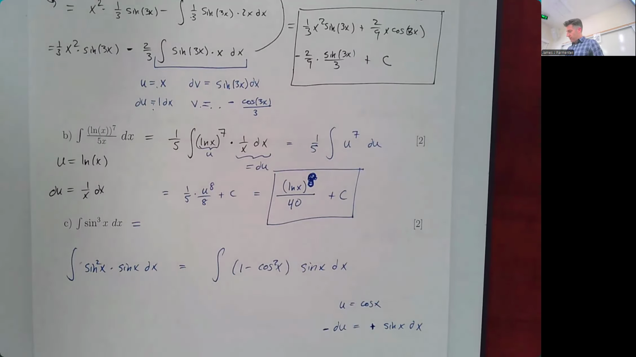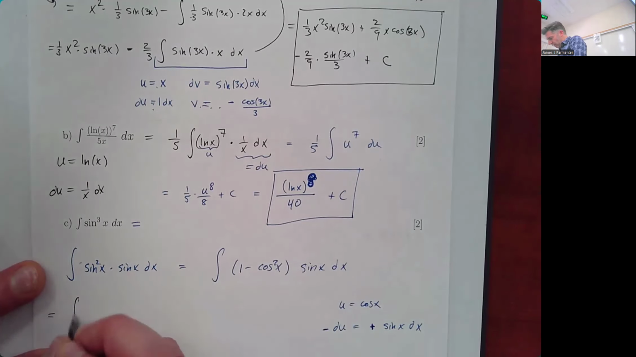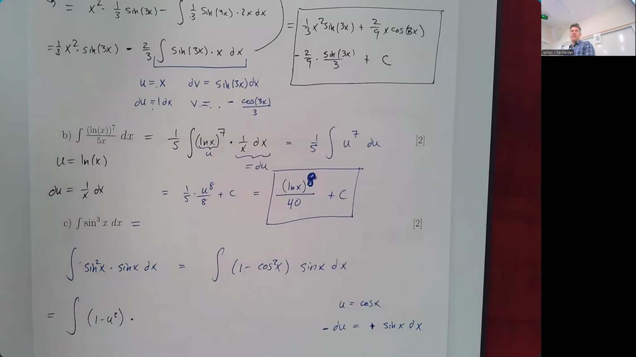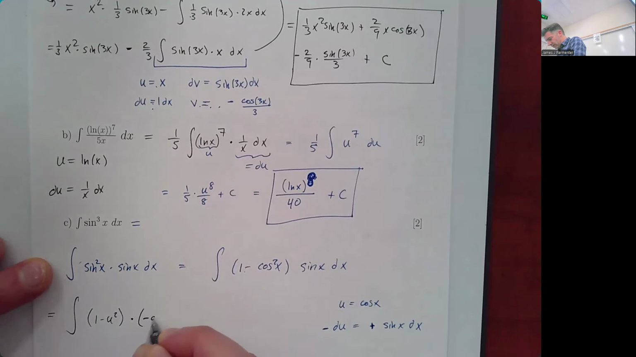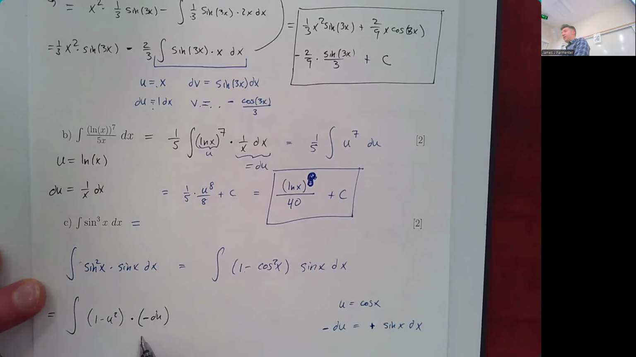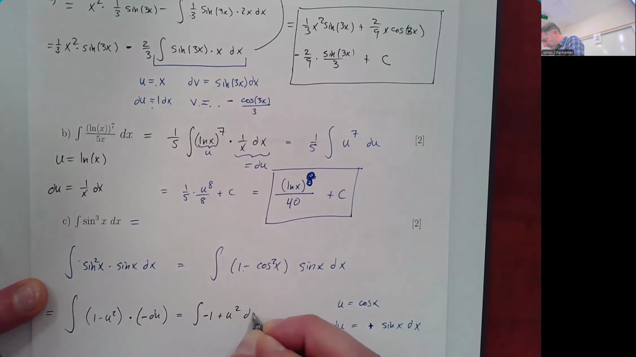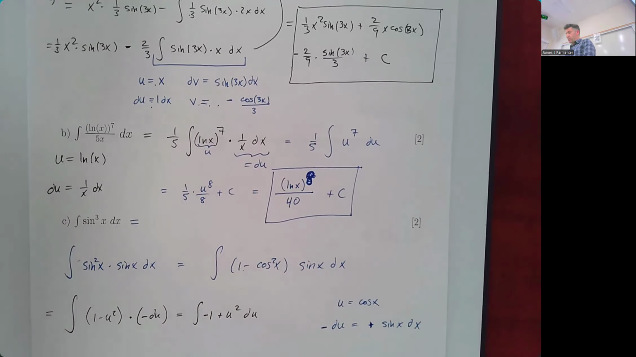So we're going to rewrite it as the integral of 1 minus u squared in parentheses times sine of x dx, which is negative du. Now be careful here. Don't just write minus du because it looks like you're subtracting. If you want to write the negative on the du, write parentheses around it. Or better, what I would say is really better is to distribute the minus sign to the other two terms. So I would really prefer to write this as the integral of negative 1 plus u squared du, just multiplying each term by negative.